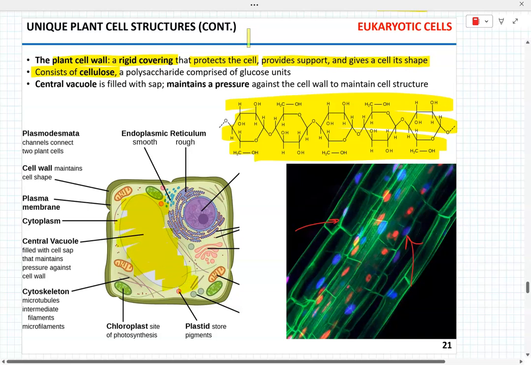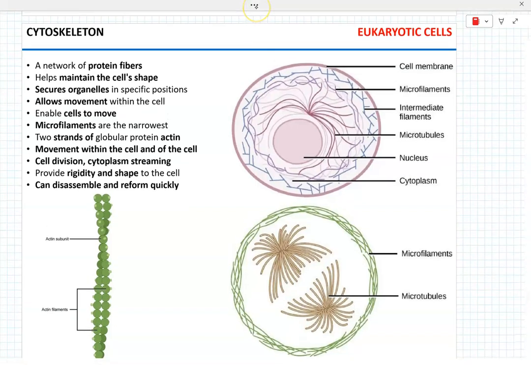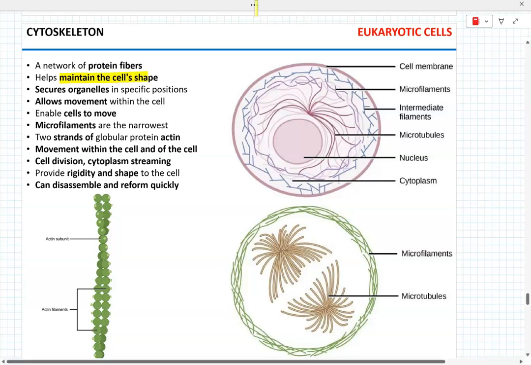The central vacuole within the plant cell is usually filled with sap. The function of the central vacuole is to maintain the pressure against the cell wall, which allows the cell to maintain its structure. Eukaryotic cells, unlike prokaryotes, have a cytoskeleton, which is a lattice of protein fibers. The main function of the cytoskeleton in general is to maintain the cell shape, but also to tether organelles to their specific positions, to facilitate the movement within the cell, and to give cells the capacity to move.